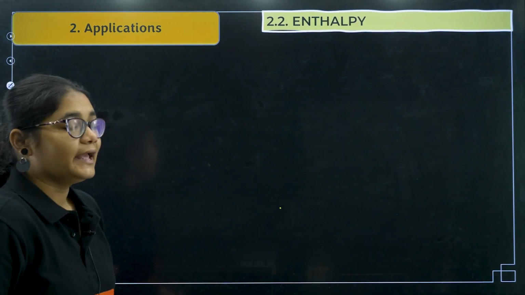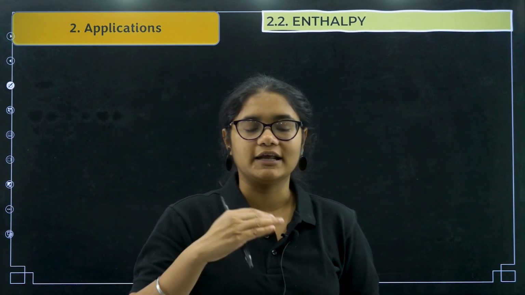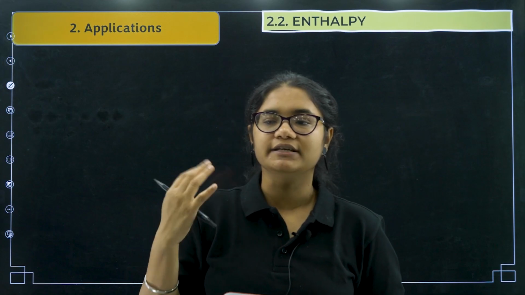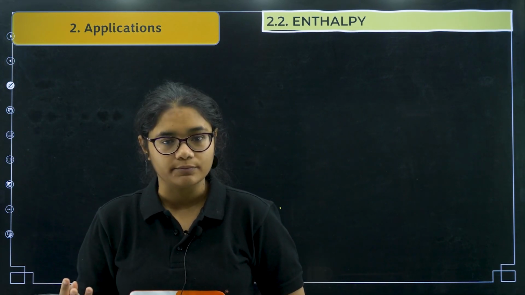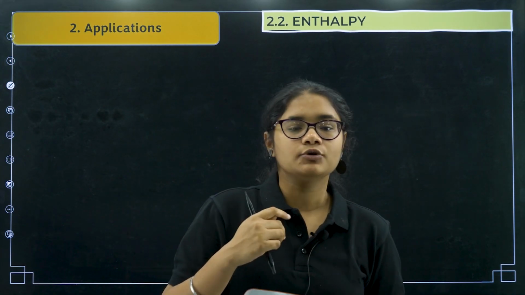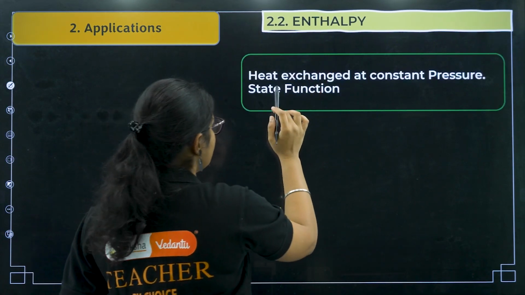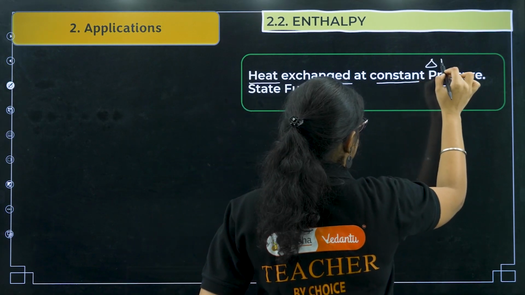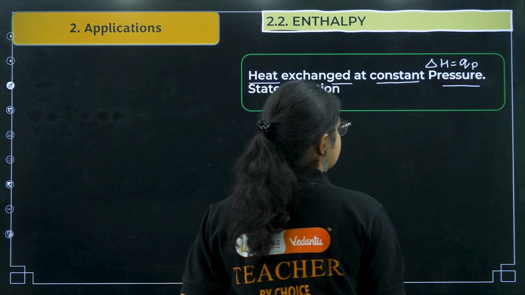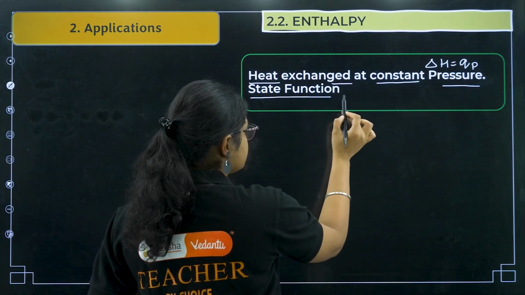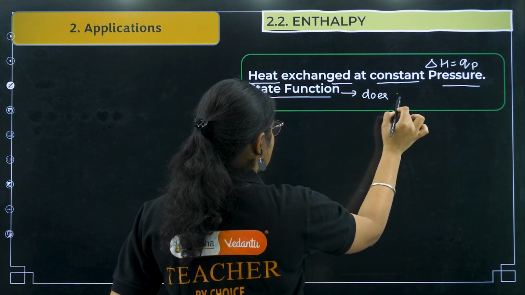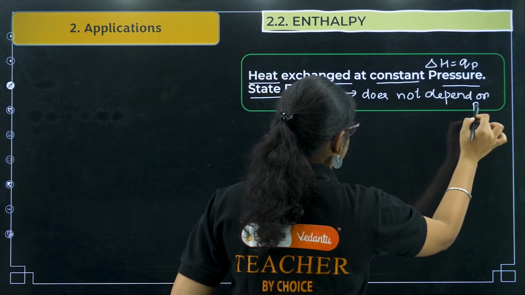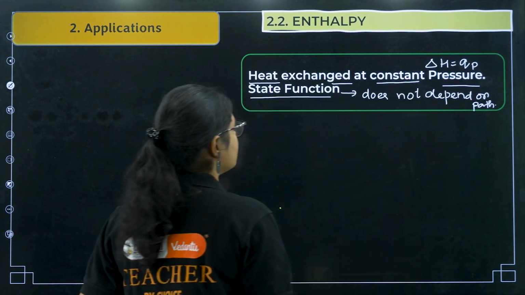Fine, next we'll talk about enthalpy, okay. So now whenever you are exchanging heat, if the volume is fixed, we call it QV, but generally reactions do not take place at constant volume, reactions take place at constant pressure. So there is another term called enthalpy, which means heat exchange at constant pressure. So delta H, or change in enthalpy, is equal to heat exchange at constant pressure, okay. Now this is also a state function, means it does not depend on the path, okay.